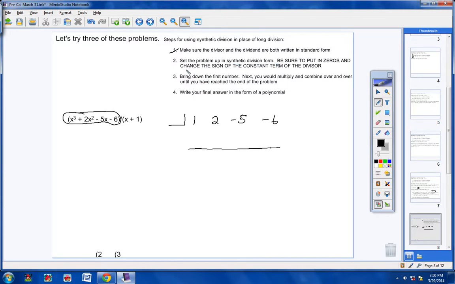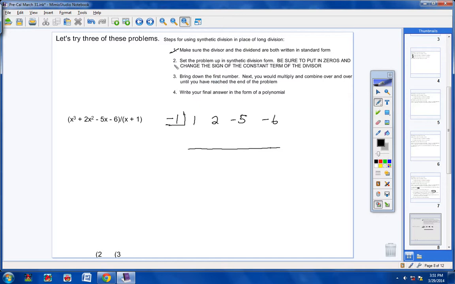By the way, notice this, change the sign of the constant term of the divisor. Okay, fine. Here's my divisor right here. What's your constant term? Positive 1, so I'm going to change the sign and put a negative 1 right here. I could explain why, but I'm not going to do that now due to the length of the time. But trust me, there is a reason for that, and hopefully I might be able to explain that to you one day, or maybe when you all come over Monday, I can quickly explain why we do that, okay?